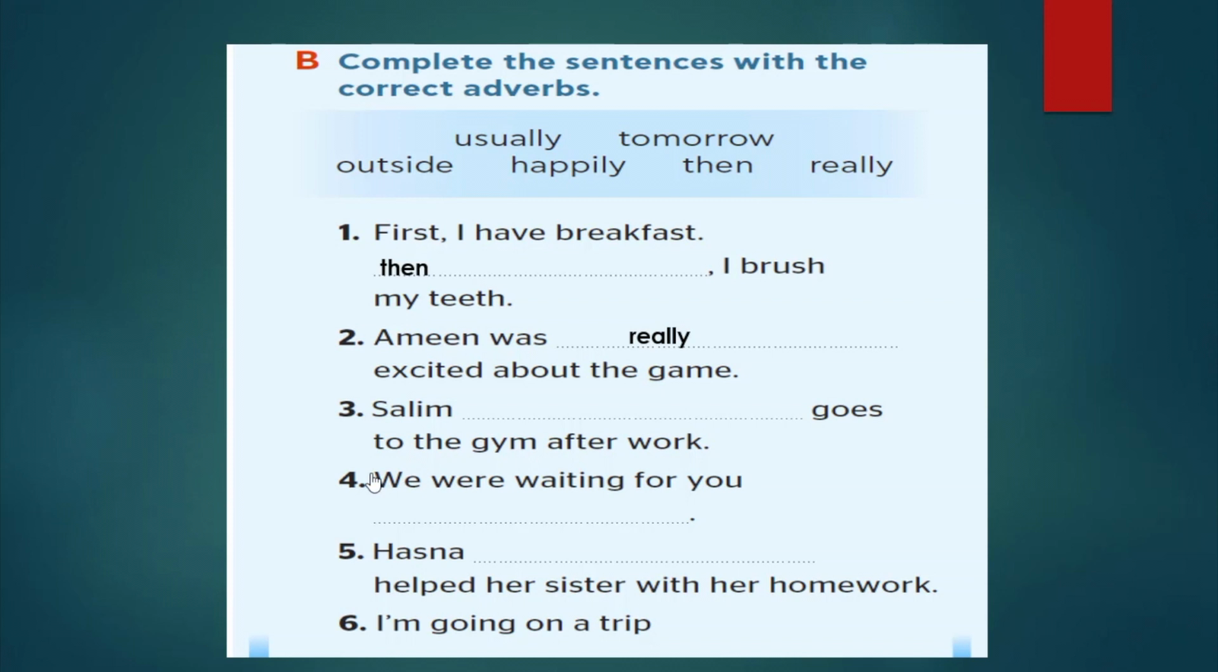Number 3, Salim usually goes to the gym after work. Number 4, we were waiting for you outside. An adverb of place. Hasna happily helped her sister with their homework. Adverb of manner. I'm going on a trip tomorrow. An adverb of time.